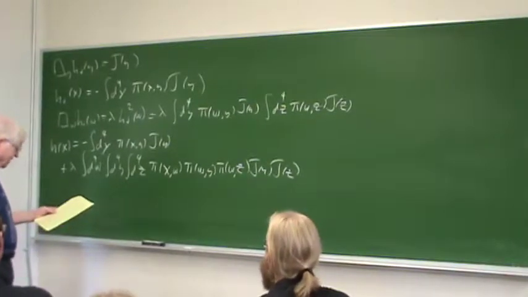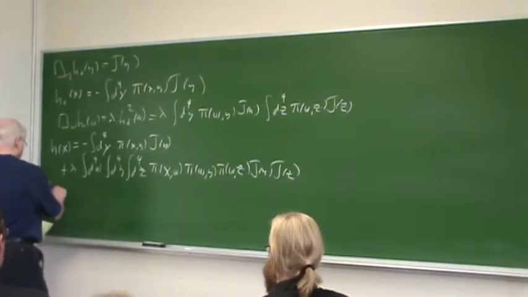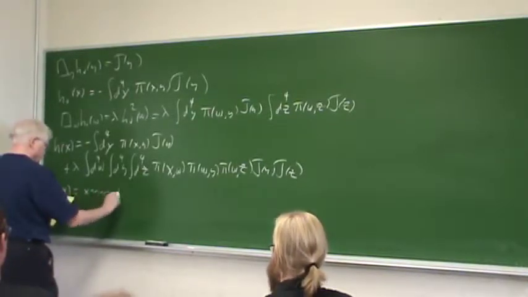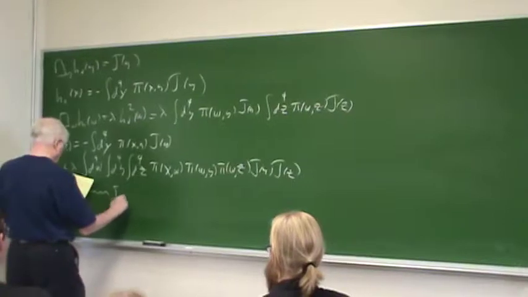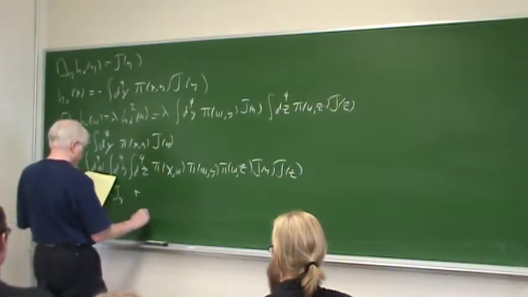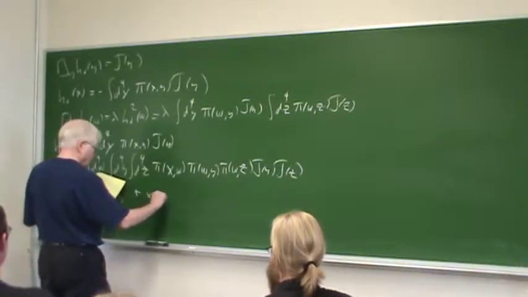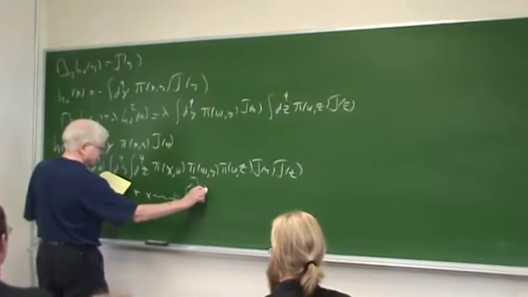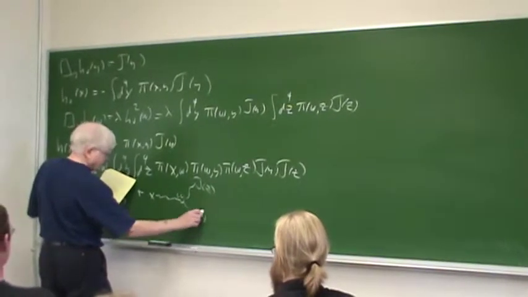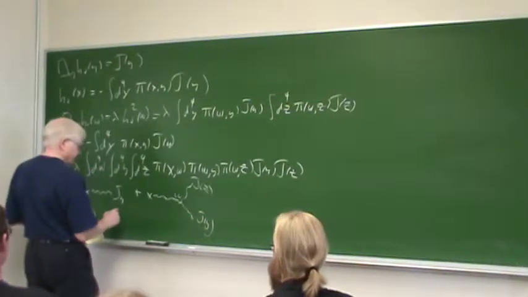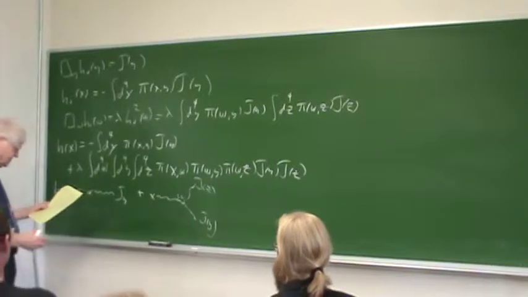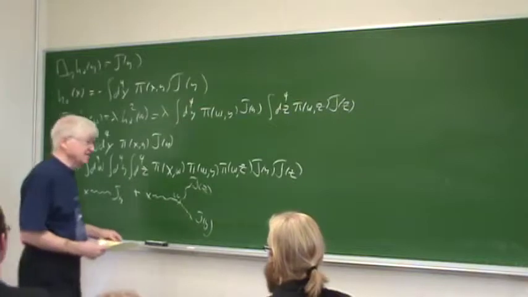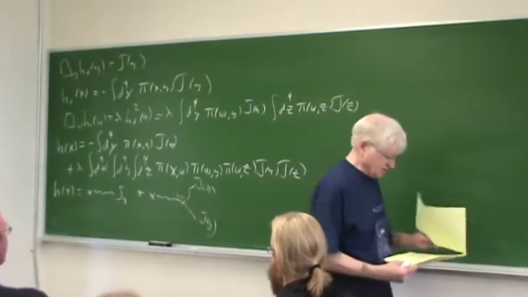We can write this diagrammatically by saying something like this: h of x equals x to j(y), plus x to w splitting to j(z) and j(y). All right, and we can think of this as a space-time Feynman diagram if we want.